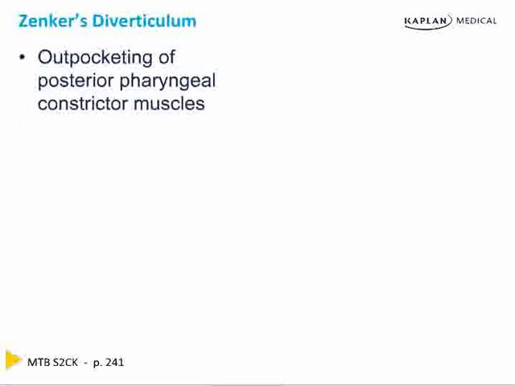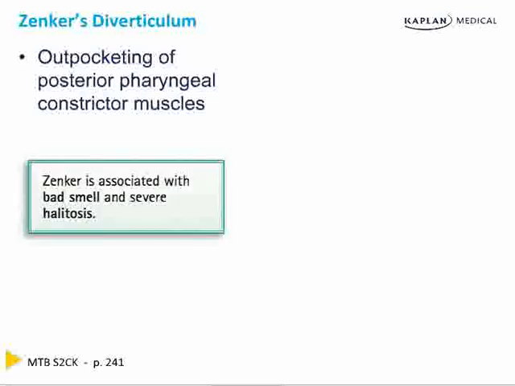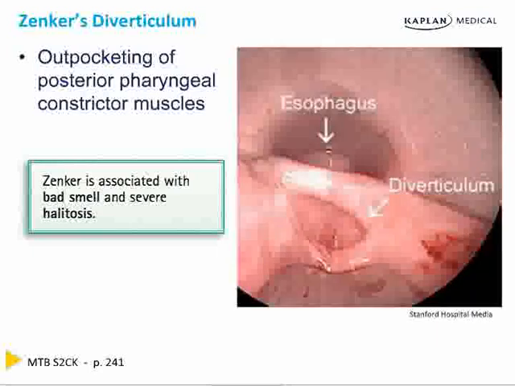A Zenker's diverticulum is the only true diverticulum of the esophagus. It involves every layer. It's an outpocketing of the posterior pharyngeal constrictor muscles. The patient will state that he has dysphagia. His loved ones will complain that he has severe halitosis and regurgitates partly digested foods. Another common presentation is a patient with recurrent right lower or right upper lobe pneumonias. This is from chronic aspiration. Here's an example of someone with a Zenker's diverticulum. Note the two different lumens.